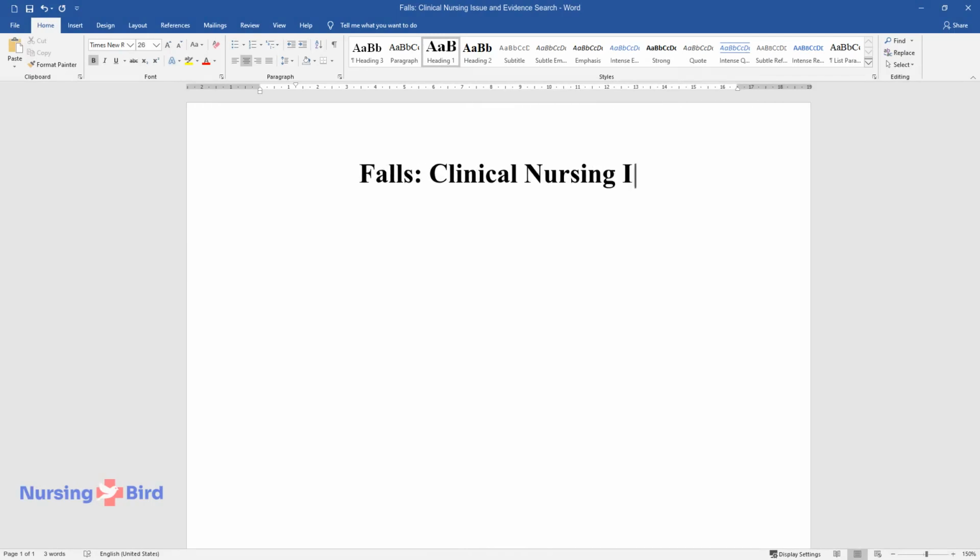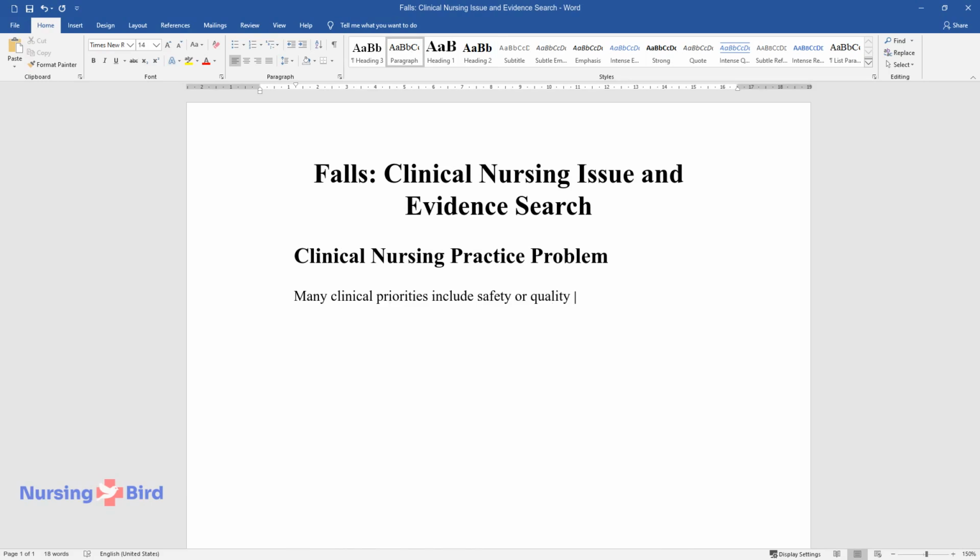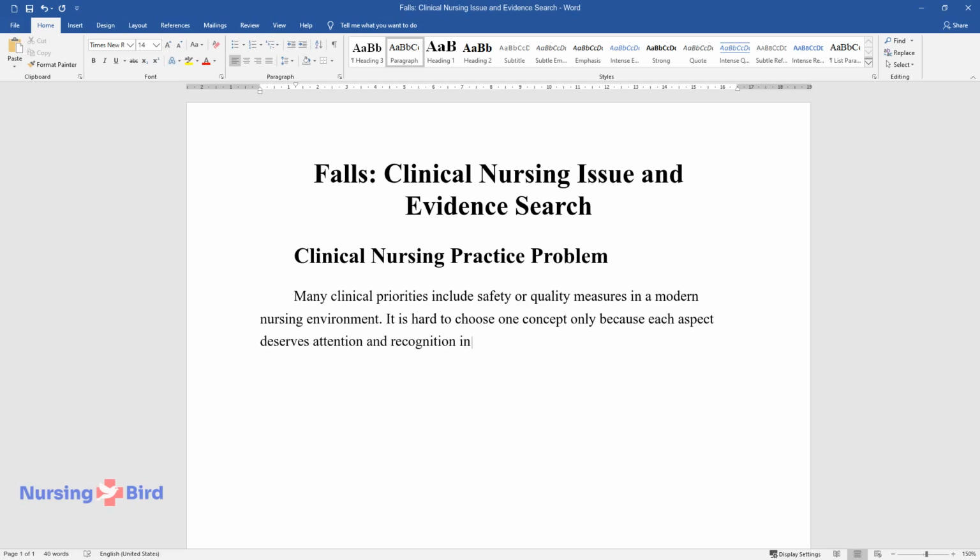Falls, clinical nursing issue and evidence search. Clinical nursing practice problem. Many clinical priorities include safety or quality measures in a modern nursing environment. It is hard to choose one concept only because each aspect deserves attention and recognition in research. In this project, the necessity to underline the urgency of falls as a safety issue will be discussed.